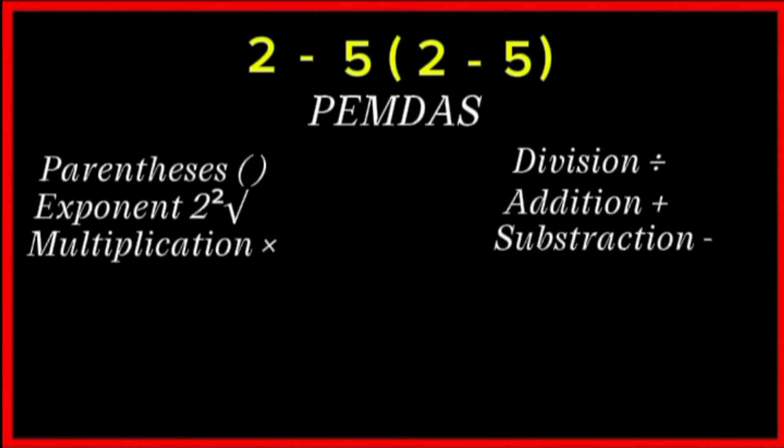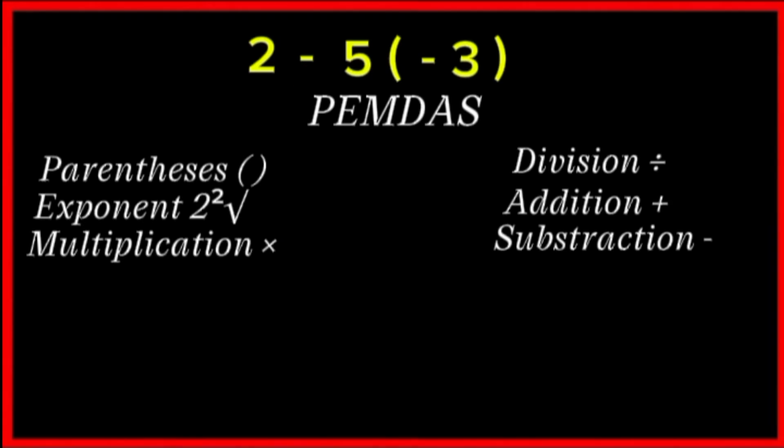Now let's continue. Inside the parentheses we have 2 minus 5, which gives us negative 3. Now the expression becomes 2 minus 5 multiplied by negative 3. At this stage, many people still make another mistake. They immediately do 2 minus 5 first again. But according to PEMDAS, multiplication must come before subtraction.